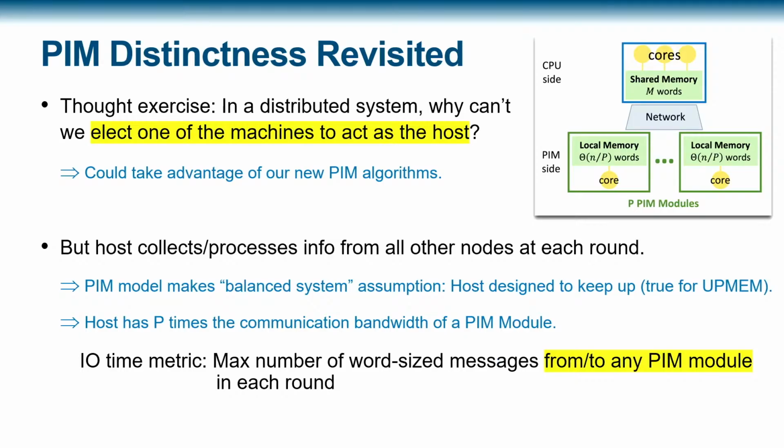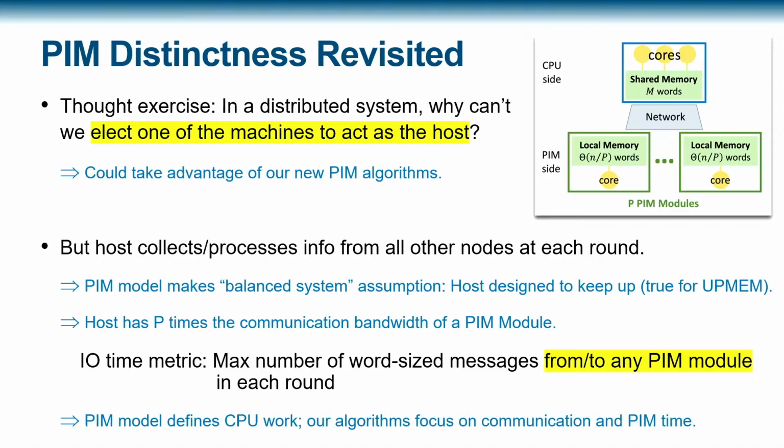Okay, and that's why the I/O time metric is the max from any PIM module. It wasn't the max coming in or out of the host front end. And similarly, the host has multiple cores in it. It's much more powerful, much higher clock speed, and so forth. So it can tend to keep up with this.